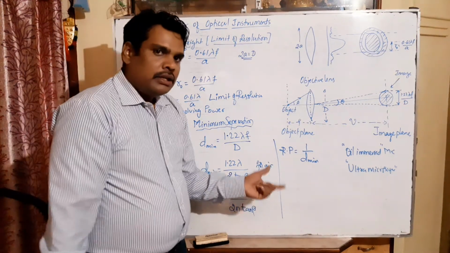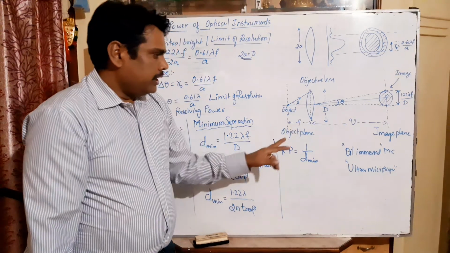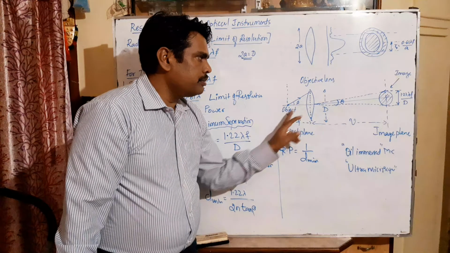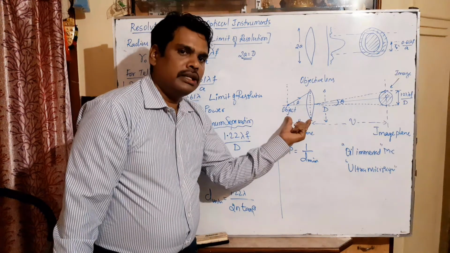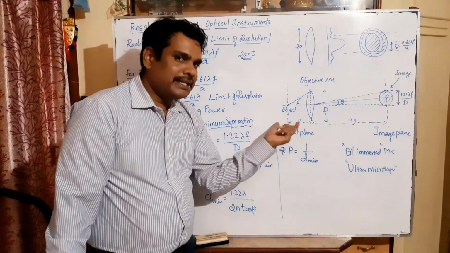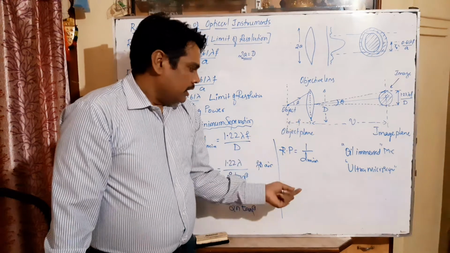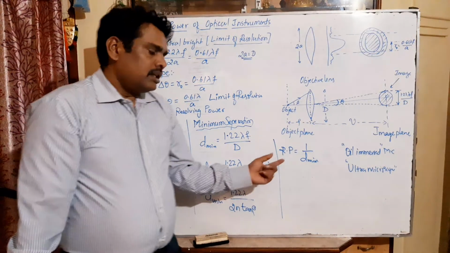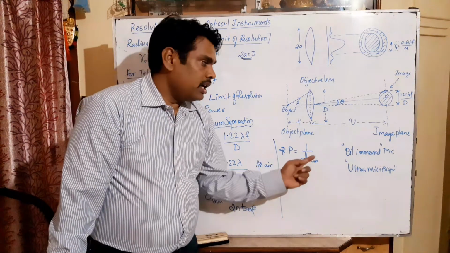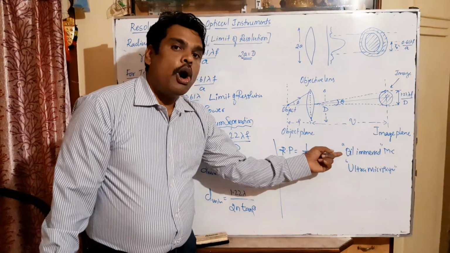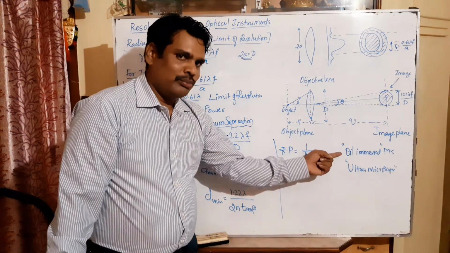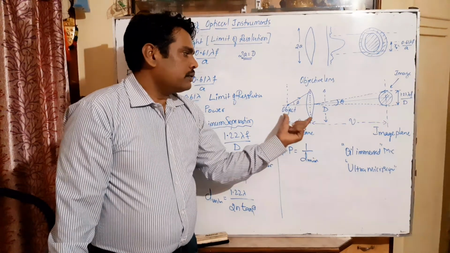For 2 marks, you should write 2 points. First one is, if an oil of high refractive index is placed between object and objective, here in this region, then as the refractive index increases, d minimum decreases, but the resolving power increases. Such types of microscopes are said to be oil immersion microscopes.